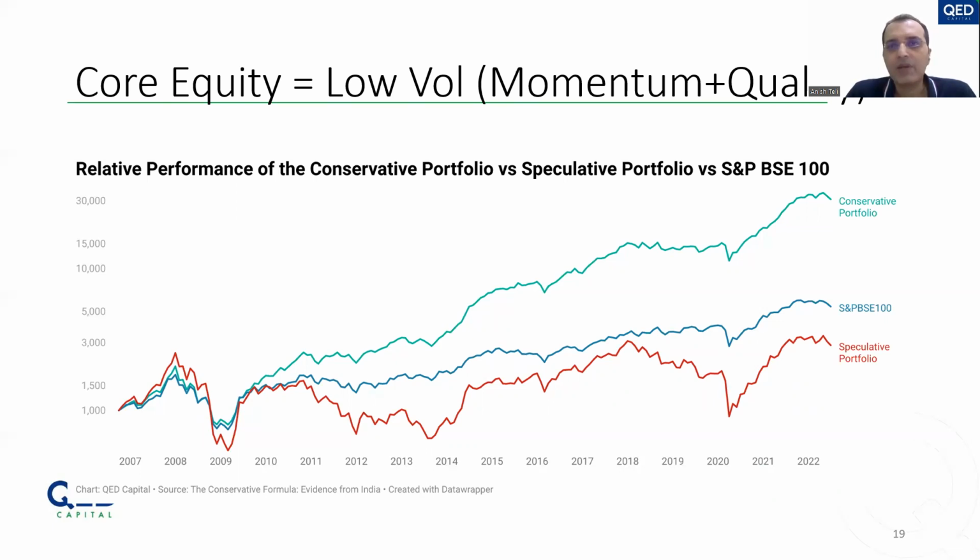And next month we'll be talking about that. And in our PMS, we have also started a 30 stock portfolio. We're calling it core equity, which is why you can see there core equity is equal to low vol, and in brackets momentum plus quality. And we'll talk a lot more about that next month. If you have any questions on core equity, or you wish to invest with us in this portfolio, just reach out to us.